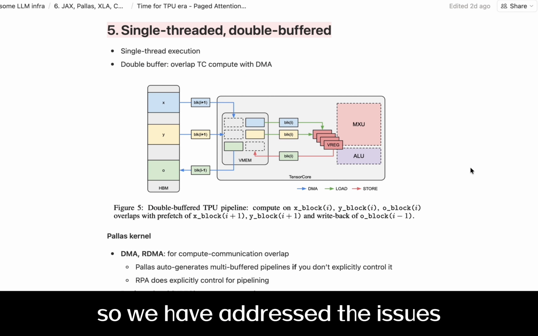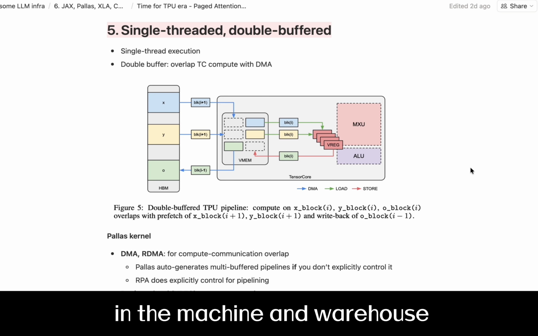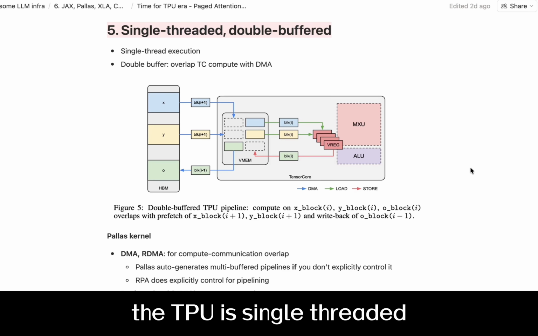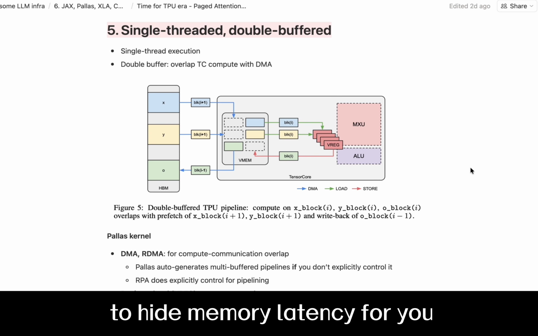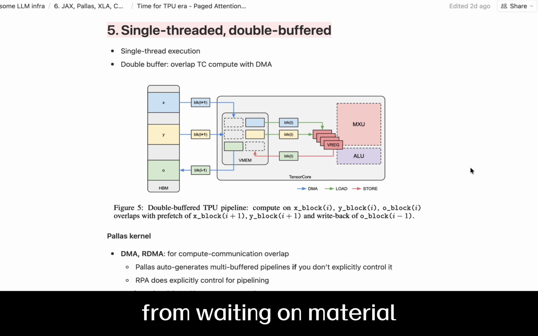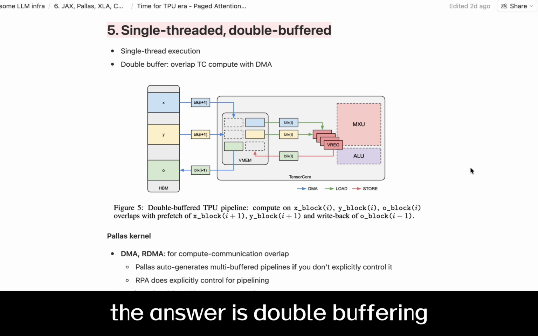So we have addressed the issues in the machine and the warehouse. The one last piece of the hardware picture is the logistics. Remember that the TPU is single-threaded. No army of threads to hide memory latency for you. So how does it keep the machine from waiting on material? The answer is double buffering.